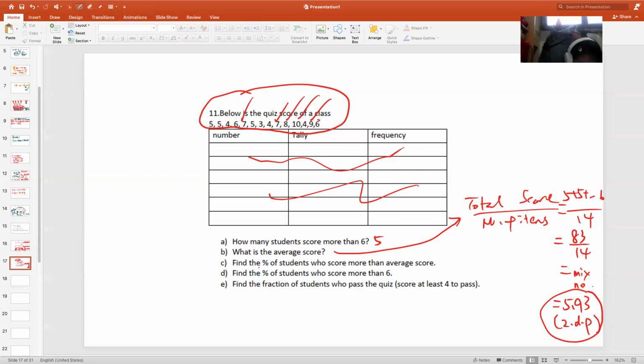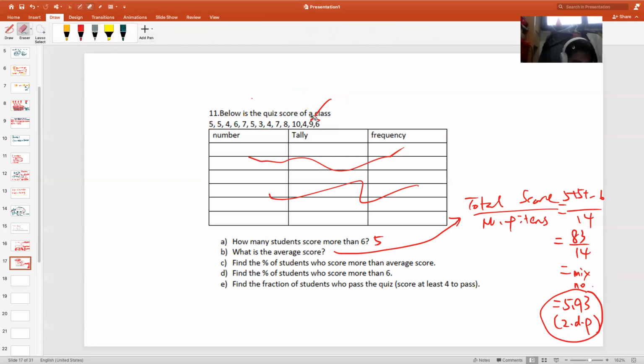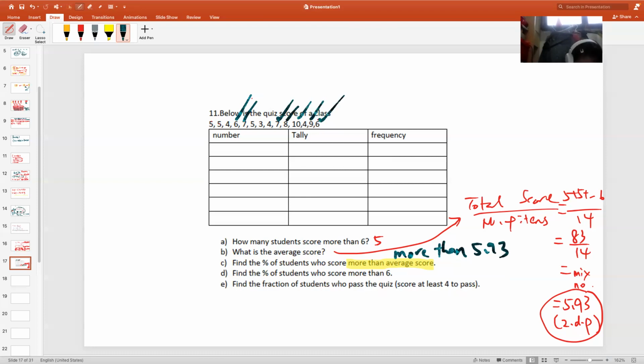So now, I need to answer the question. What is the percentage of students who score more than the average score? I need to count the number of students who score more than 5.93. So more than average score is more than 5.93, no? 5, not more than. 4, not more than. 6 is more than. 7 is more than. 5 is not. 3, no. 4, no. 7, yes. 8, yes. 10, yes. 4, no. 9, yes. 8, 6, yes. So how many? 2, 2, 2, 1. So 7.